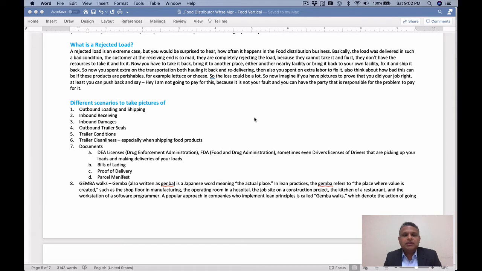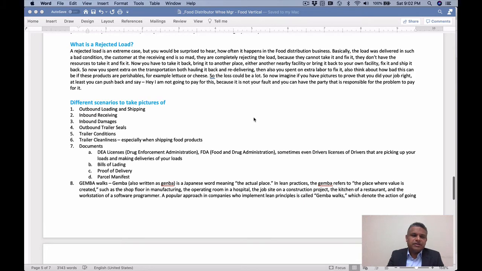So now you spend extra on the transportation, hauling it back and redelivering it, and then spend extra on the labor. And also think about it, especially if it's a food product that you cannot just fix, all the waste, all the extra costs you spent on the food, it's all gone. So you're spending more on the products that you need to deliver. So the loss could be a lot, right? But if you have pictures to prove that you did your job right and it's not your fault, you can at least push back and say, hey guys, we cannot pay for this because it's not our fault, and have the responsible party pay for it, right?